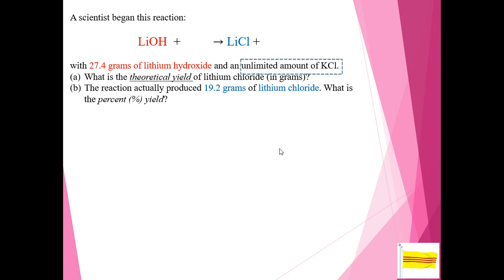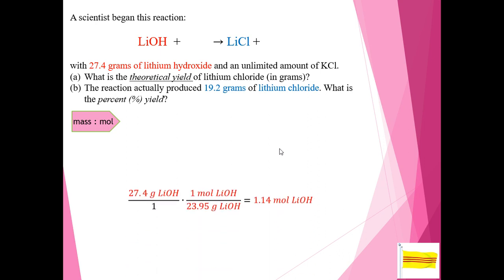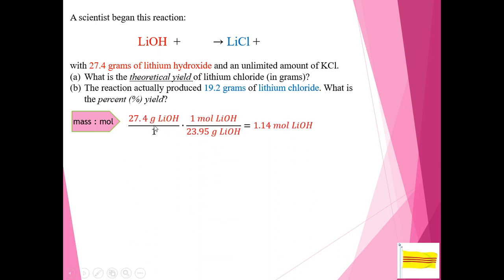To find the theoretical yield for part A, you would just start with the mass of the reactant that's given. In this case, you're given 27.4 grams of lithium hydroxide in red. So I'm going to convert grams to moles, because once I have moles, with your stoichiometry skill, you can go from moles of lithium hydroxide to moles of lithium chloride. Okay, so let's convert grams of lithium hydroxide, which is given as 27.4, and then convert grams to mole. So this is just going through molar mass.